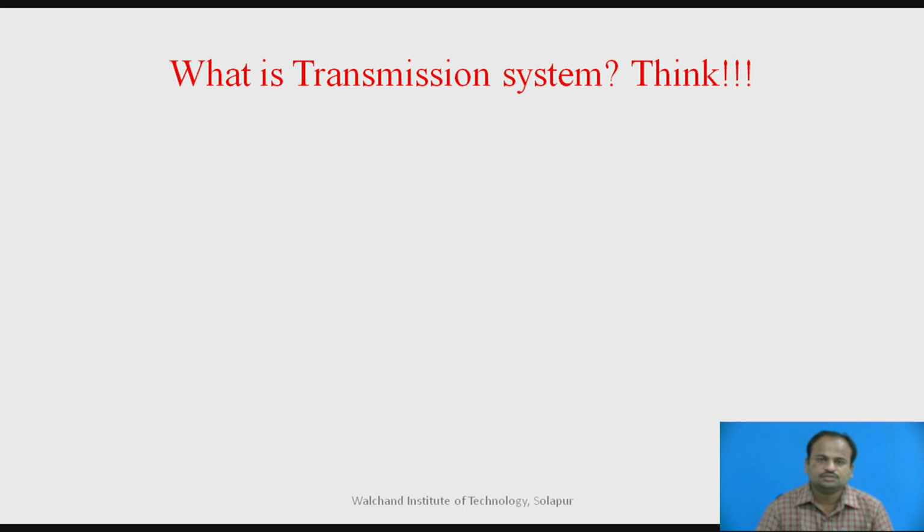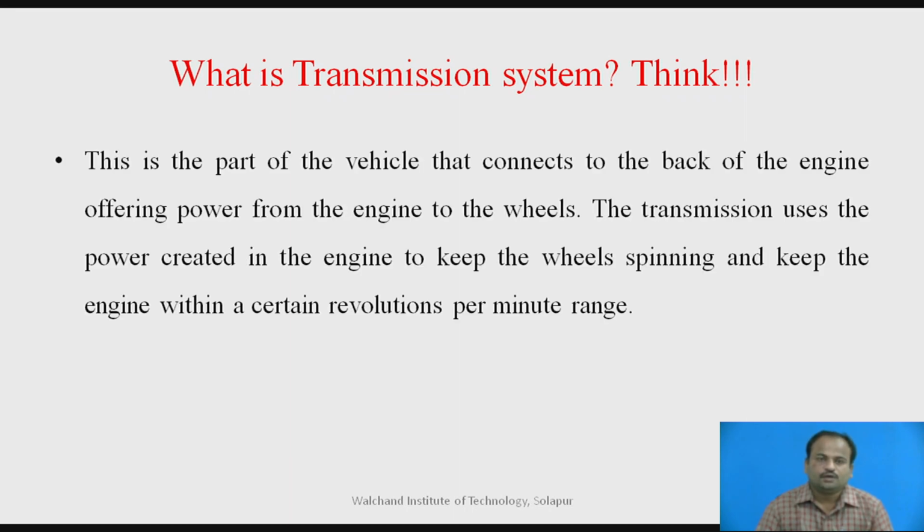Before going to discuss different transmission devices, please recall what is transmission system. This is a part of the vehicle that connects to the back of the engine, offering power from the engine to the wheels. The transmission uses the power created in the engine to keep the wheels spinning and keep the engine within a certain revolutions per minute range.